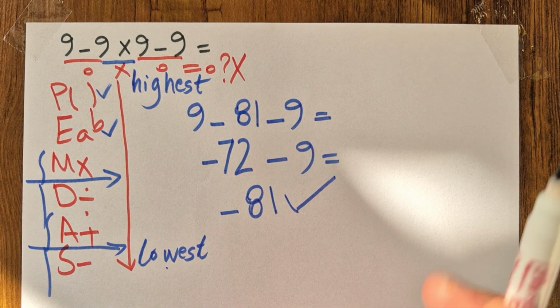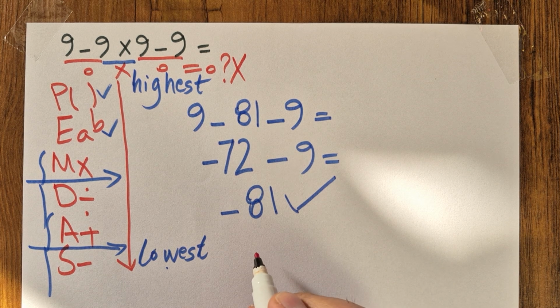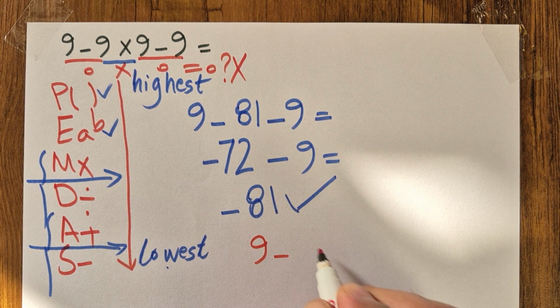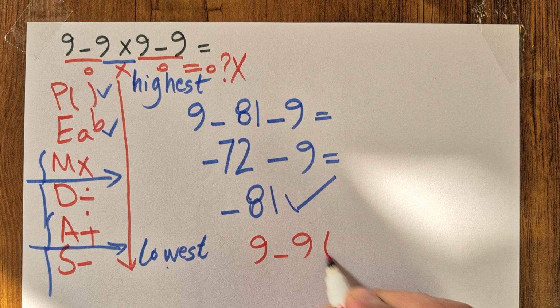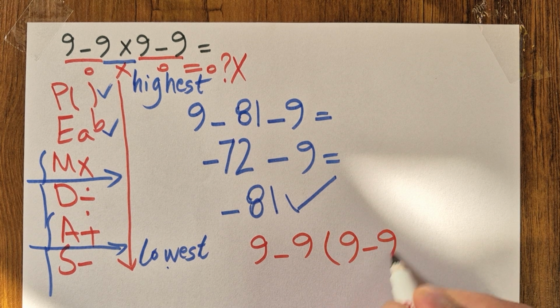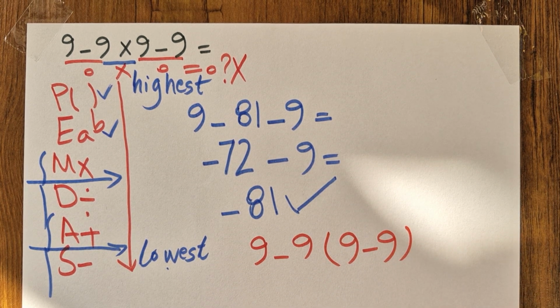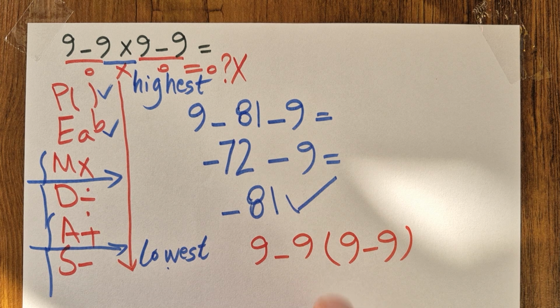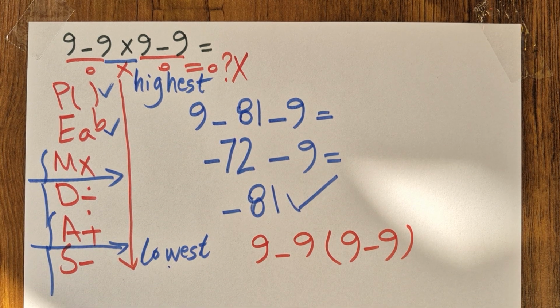So for your homework, what would the answer be if we had 9 minus 9 times 9 minus 9 inside the parentheses? So make sure to work out this homework and put it in the comments below.